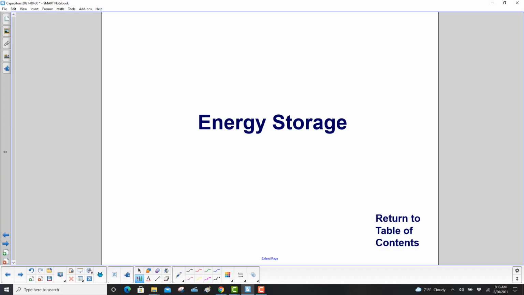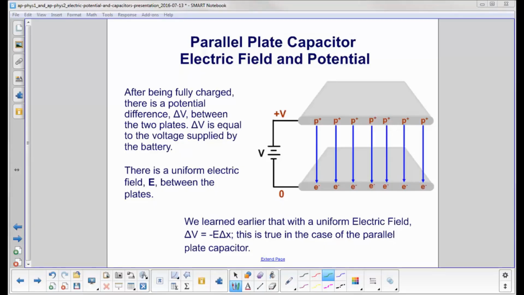Energy storage. After being fully charged, there is a potential difference, which we will call delta V, between the two plates. Delta V is equal to the voltage supplied by the battery. So you can see we will arbitrarily assign this as 0 and this is plus V, so delta V is V.